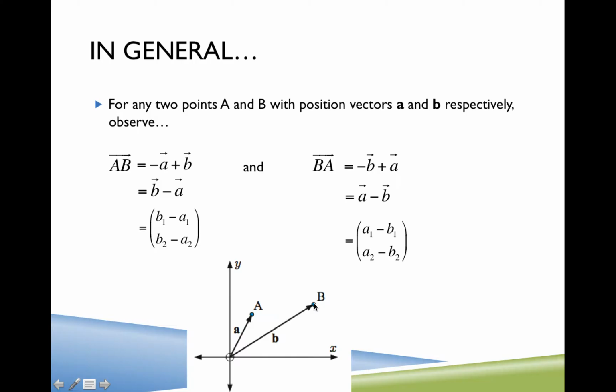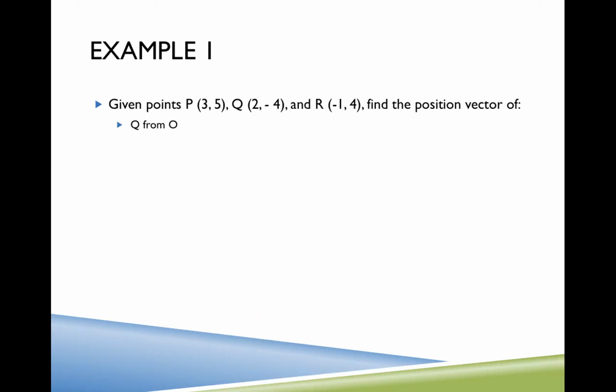So taking a look at my example, if I'm given 3 points, these 3 points specifically P, Q, and R, and it says find the position vector of Q, if I just say find the position vector of Q, I automatically know that it's from the origin. But in this case, it's saying the position vector of Q from O, the origin. It's explicitly giving it to me.